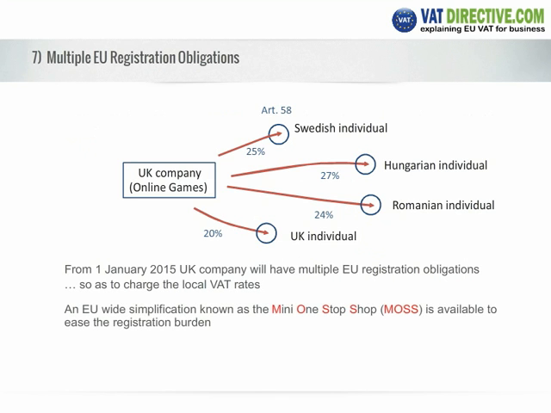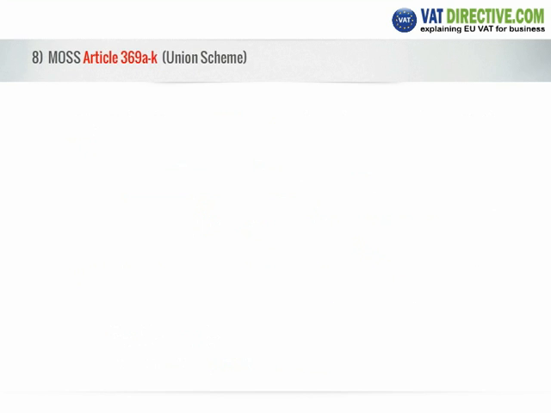Now there is a saving grace on this. There is an EU-wide simplification known as the Mini One-Stop Shop, abbreviated to MOSS, and that's available to ease the registration burden. Now MOSS has two schemes. There's the union scheme for EU suppliers, and there's the non-union scheme for non-EU suppliers. Let's have a look at what MOSS actually is, and we'll consider the union scheme first. Now, the union scheme is found within Article 369A through to K, and this is best shown by looking at the UK Co's obligation on the previous screen.